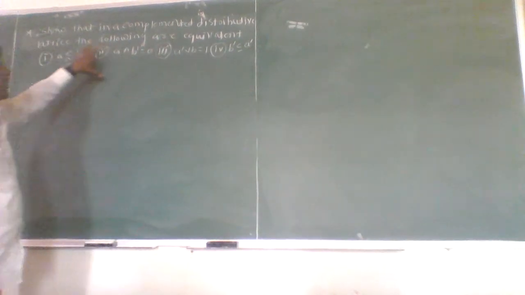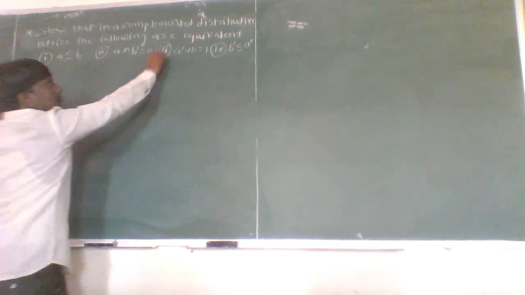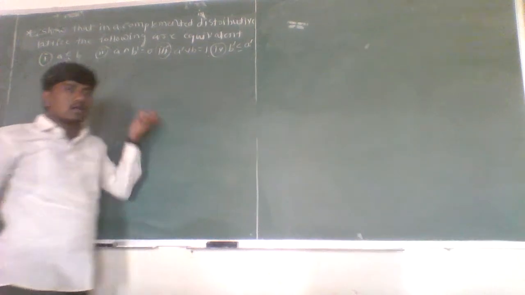If L is a complemented distributive lattice, then these four statements are equivalent. And how will you prove these four statements are equivalent? That is, first we will prove 1 implies 2, 2 implies 3, 3 implies 4, and 4 implies 1. Then we say that these four statements are equivalent. So its solution is, in the first case we will prove 1 implies 2.